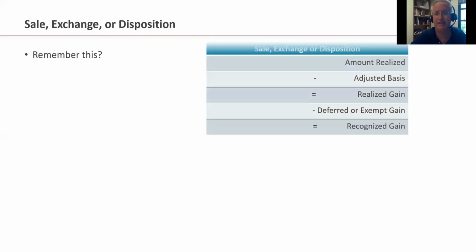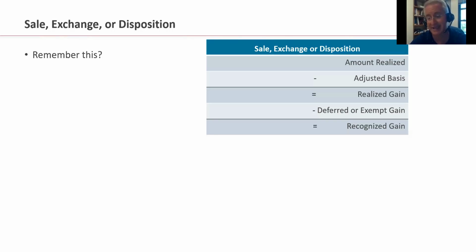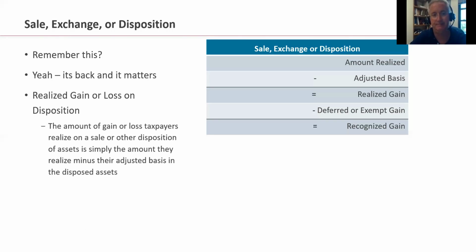All right, so remember this. If I have a sale, exchange, or a disposition, then I know I have an amount realized minus the adjusted basis. That generates a realized gain or loss. I can then deduct any deferred or exempt gain or loss, and that would leave me the recognized gain or loss. And look, we're just going to use this 1,000 times before this module's done, 5,000 times before this semester's done. It's back and it matters, right?